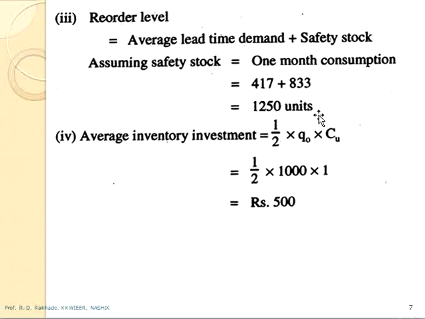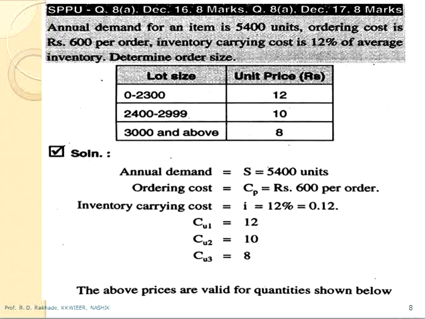Then average inventory cost. According to formula, half into Q into Cu. So half as a constant, Q, that is economical order quantity, and Cu means unit price of inventory. So answer is 500. So average inventory investment is only 500. Second question.